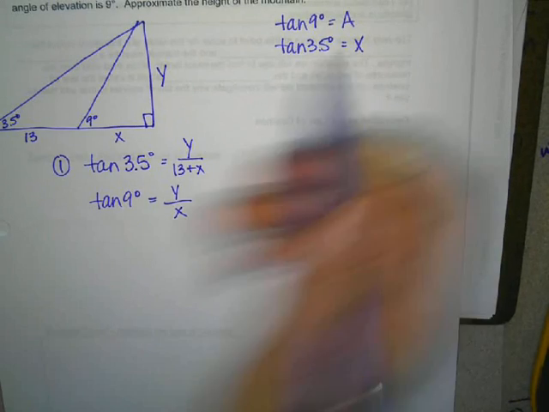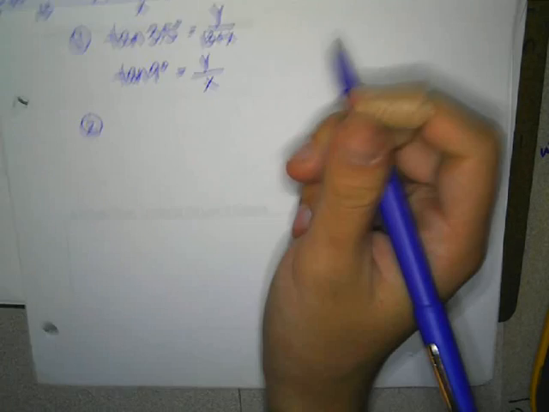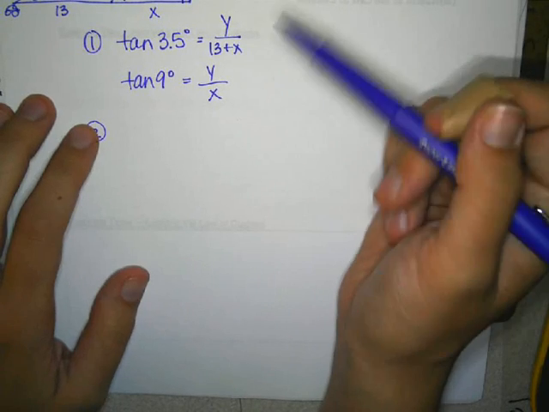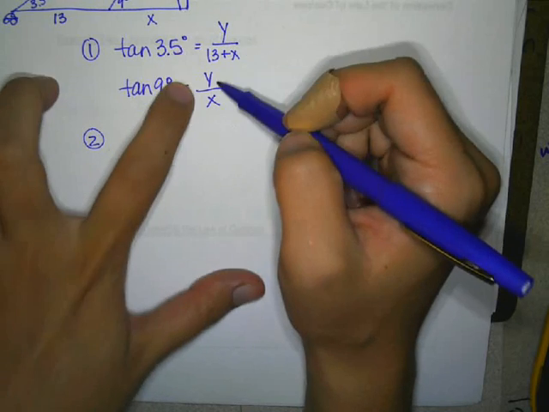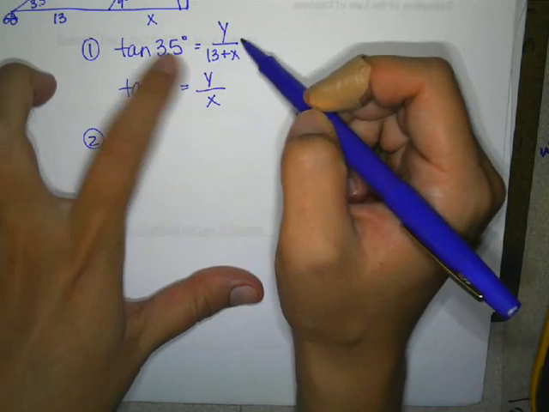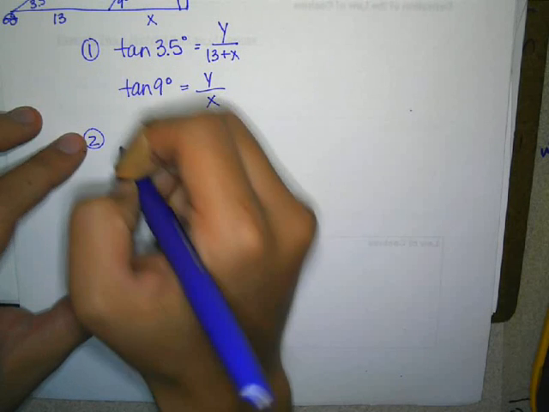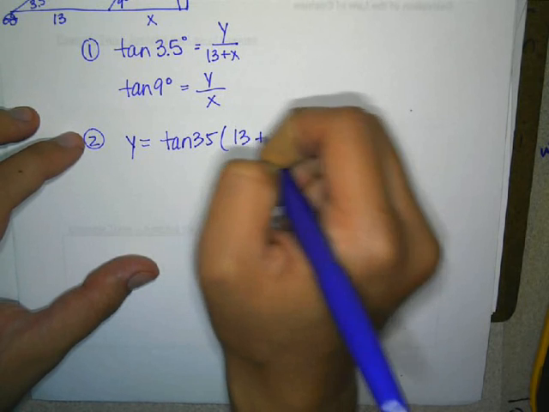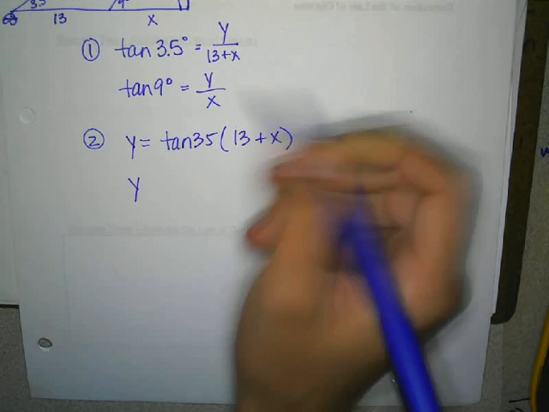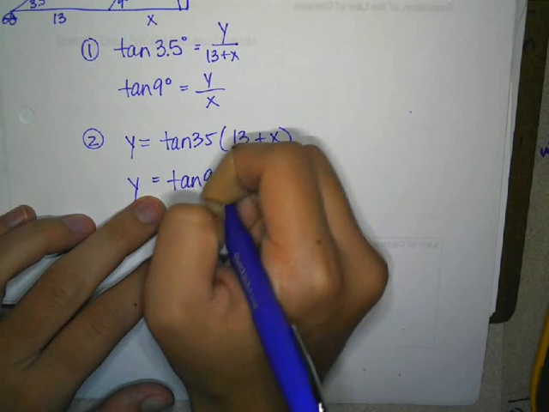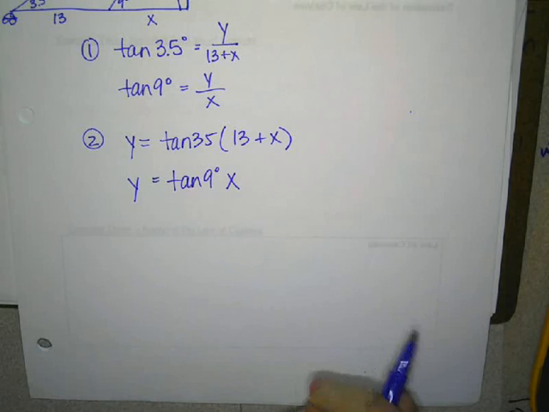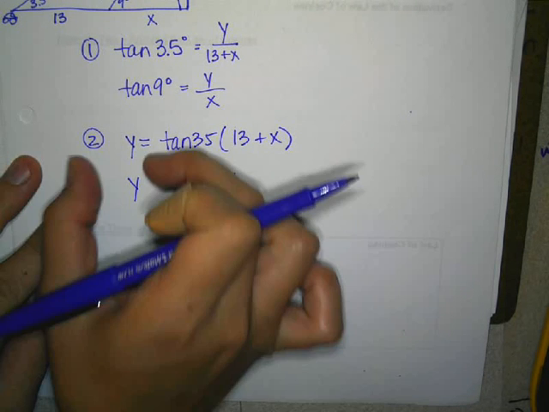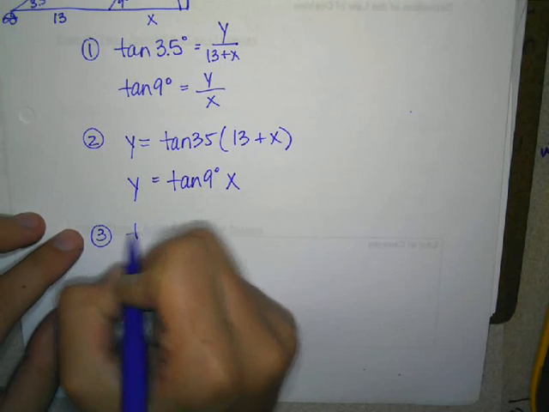All right, systems of equations means in both cases we want to get one of the variables by themselves so we can set them equal to each other. Since y is by itself on the top and the bottom here, I'm going to multiply this equation by 13 plus x on each side. So y is going to equal tan of 3.5 times 13 plus x, and then I'm going to multiply both sides here by x, so y is going to equal tan of 9 times x. Then I'm going to take tan of 9, and since that's equal to y, I'm going to plug it in for y in my next step.